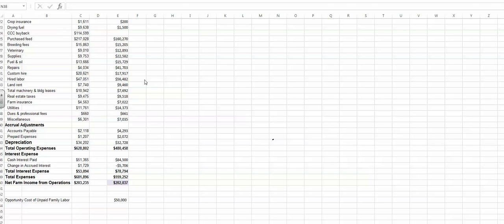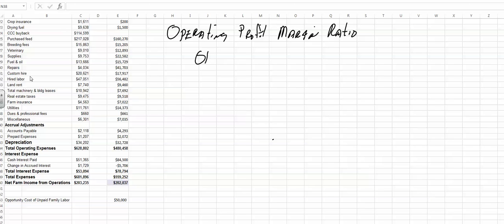This is the last in the series of financial measures related to the subcategory of profitability. This one is referred to as something called an operating profit margin ratio, oftentimes abbreviated OPMR.